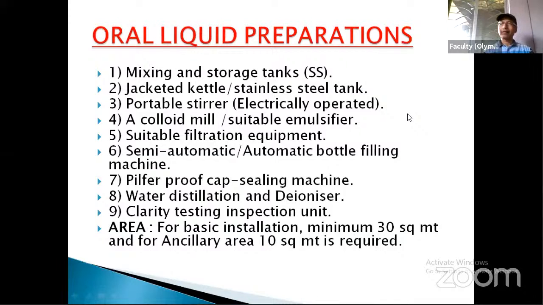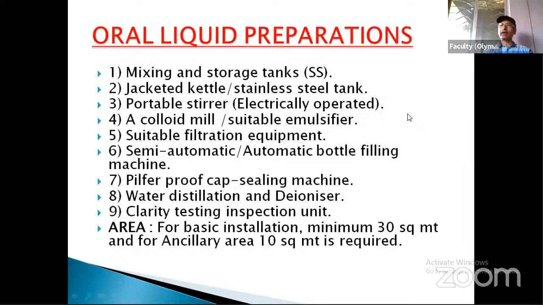And you have to have a facility of testing the clarity of the filled solution. After filling into the glass bottle or the container, plastic container, whatever may be, you have to finally check the clarity of the solution. And for checking the clarity, in a big factory, there are conveyor belts, and in the backside, there is some lighting arrangements.